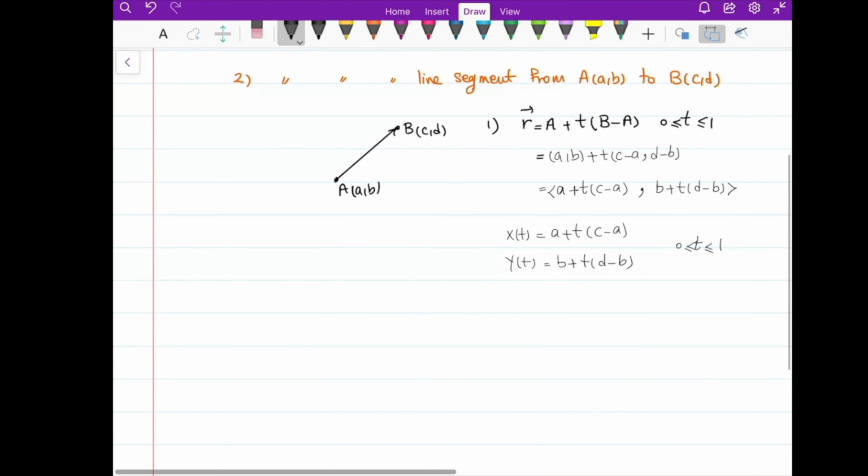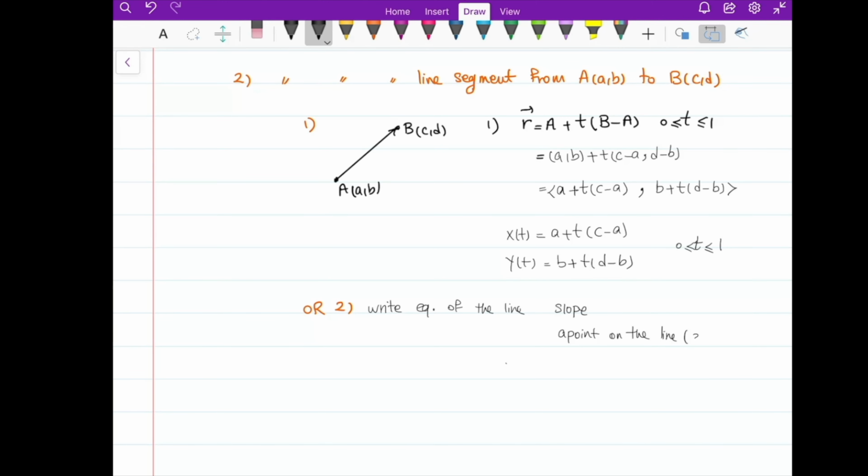There is another way to do it. This is the first way. The second way to do it is to write the equation of the line. Well, how do we do that? We need a slope and we need a point on the line.